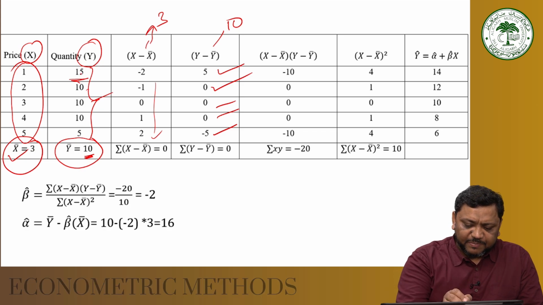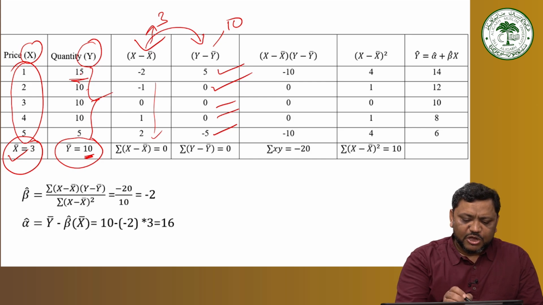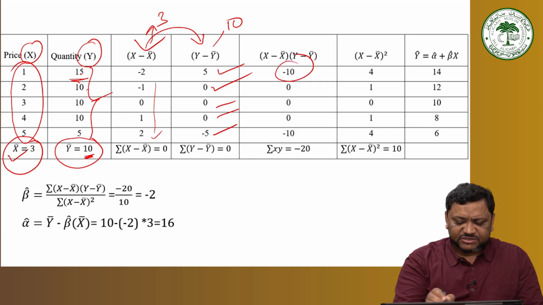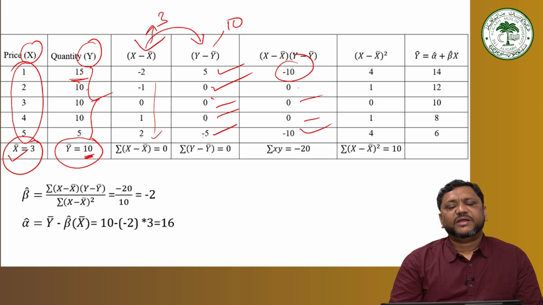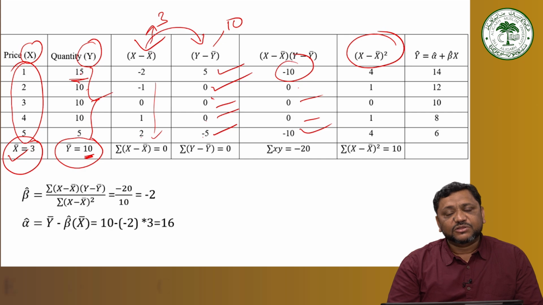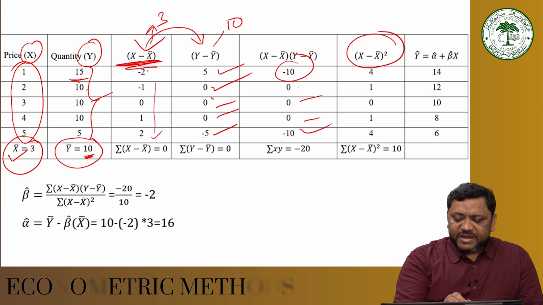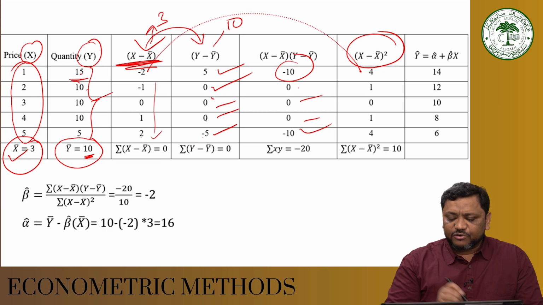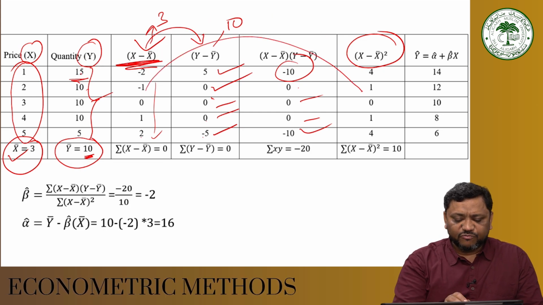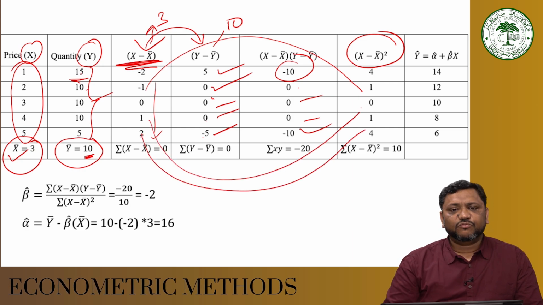Next, we have multiplied these two columns, that is x minus x bar and y minus y bar. So minus 2 multiplied by 5 is minus 10, minus 1 multiplied by 0 is 0, here also 0, and 2 multiplied by minus 5 gives minus 10. Next we have done x minus x bar the whole square. So minus 2 multiplied by minus 2 is equal to 4. Minus 1 multiplied by minus 1 is 1. 0 is 0. 1 multiplied by 1 is 1. 2 multiplied by 2 is equal to 4.